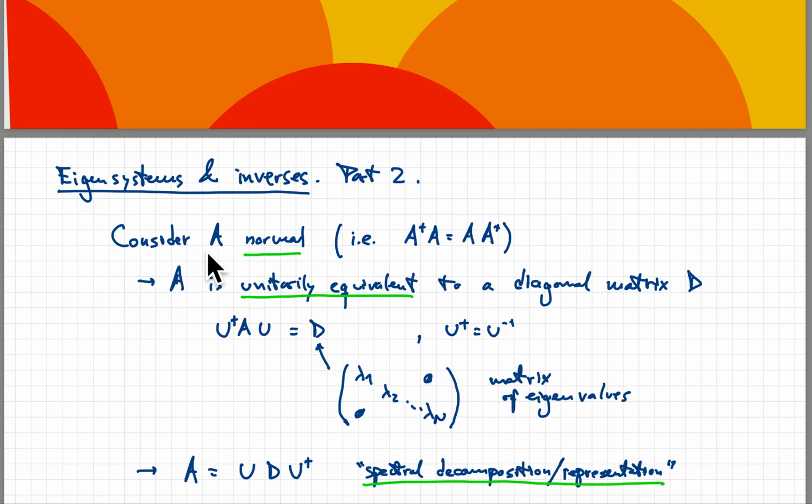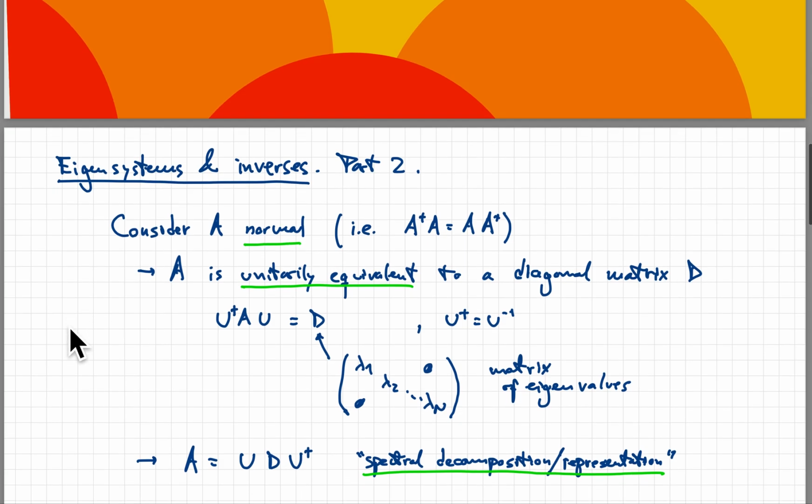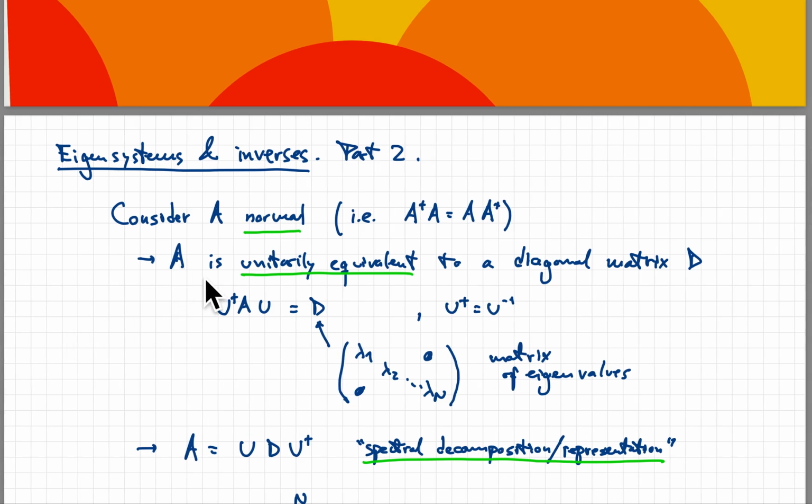Now, to recap a little bit of what we discussed in the previous video, consider a matrix A that is normal, that is, a matrix A such that A dagger A is equal to A A dagger. In other words, A commutes with its dagger. In that case, a theorem guarantees that A is unitarily equivalent to a diagonal matrix D. What that means is simply that U dagger A U, for a certain matrix U, is equal to a diagonal matrix D made out of the eigenvalues of our matrix A.